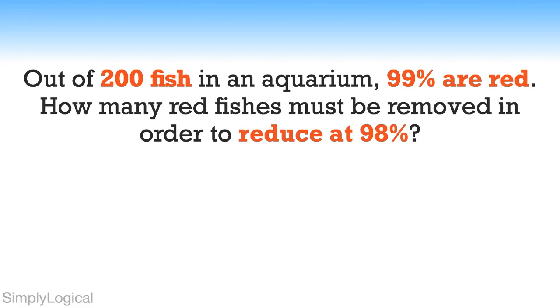Out of 200 fish in an aquarium, 99% are red. How many red fish must be removed in order to reduce that to 98%? This is an amazing math puzzle. Though it looks simple, it is trickier than we think.